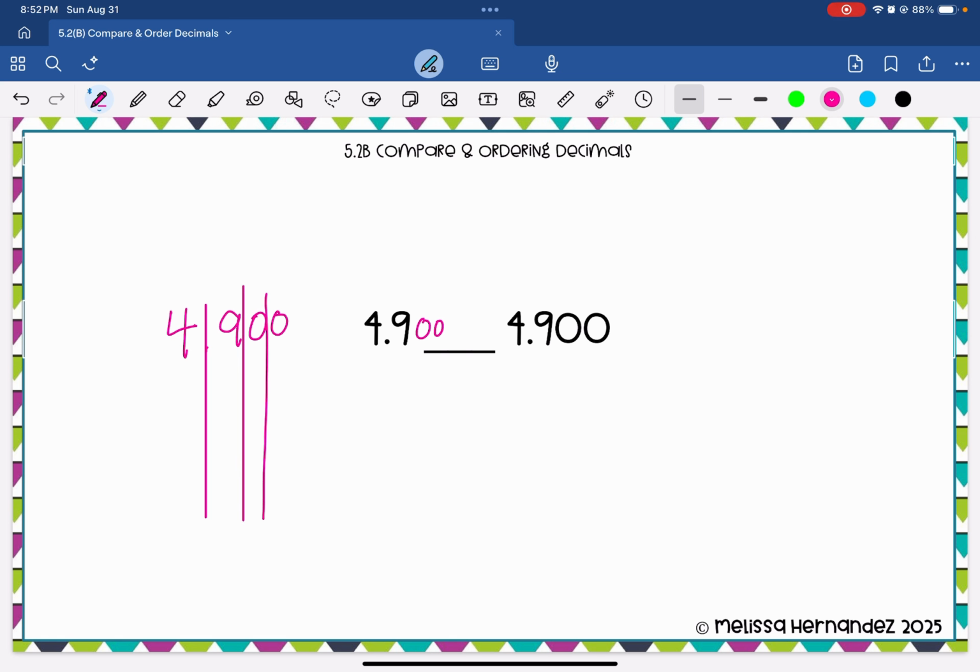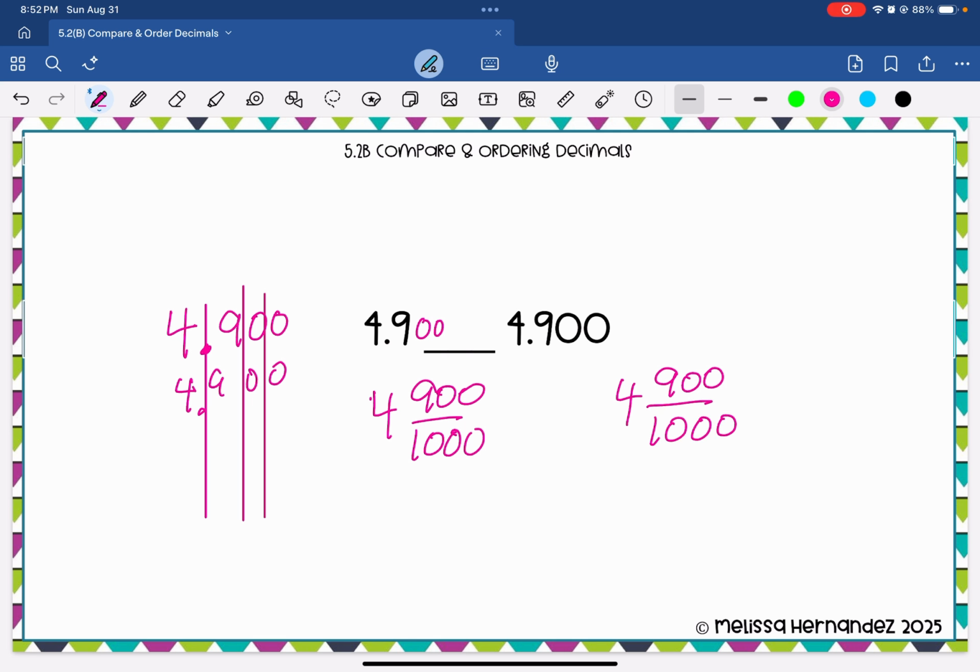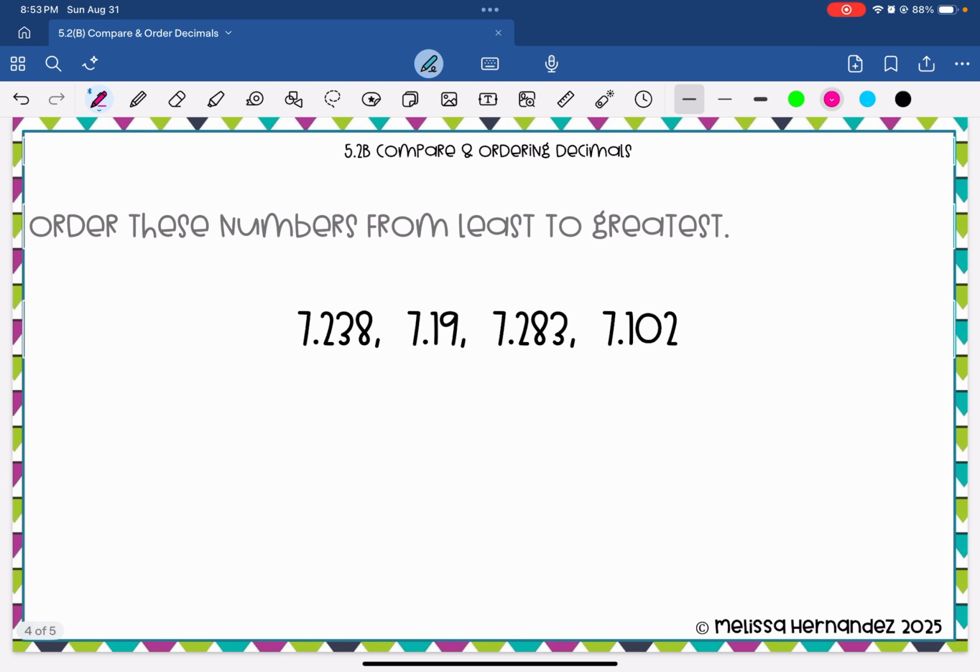You'll notice they're both 4 and 900. 4 and 900 out of 1,000, and then 4 and 900 out of 1,000. If you were to find equivalent fractions, they'd both be 4 and 9/10. All right, let's go to the next one where we'll be ordering from least to greatest.